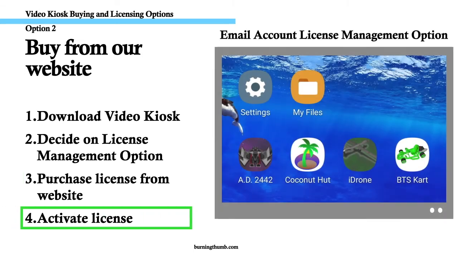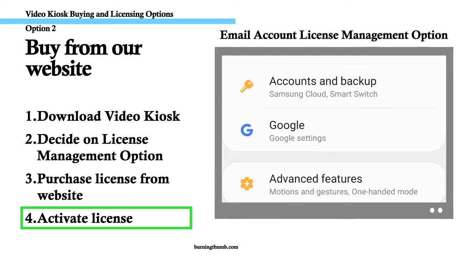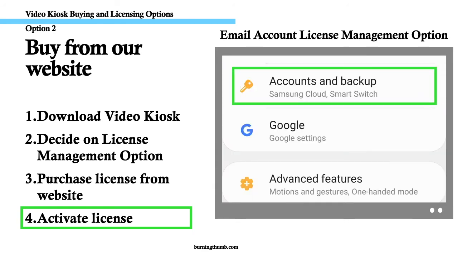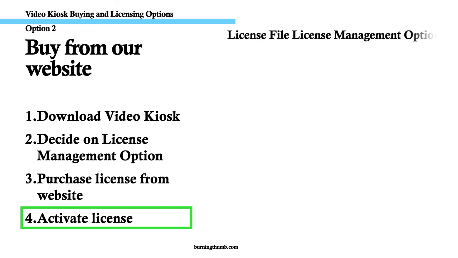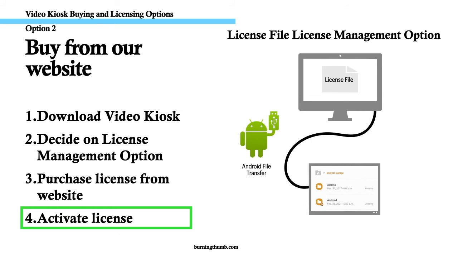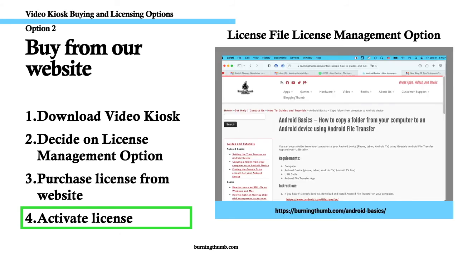Step 4. Activate volume licenses. If you're using the email account license management option, add the email account to the Android device. If you're using the license file license management option, copy the license file onto the Android device at the location we sent you in the email. For help with copying, go to the Android Basics section on our website.